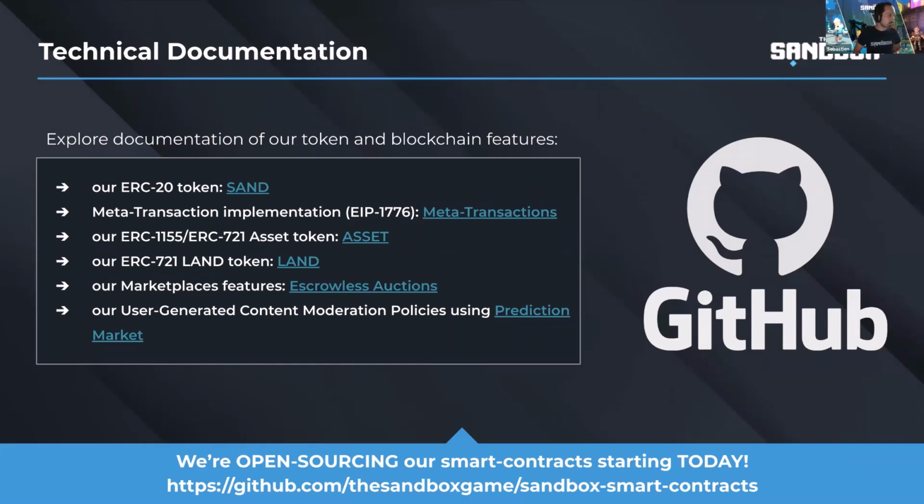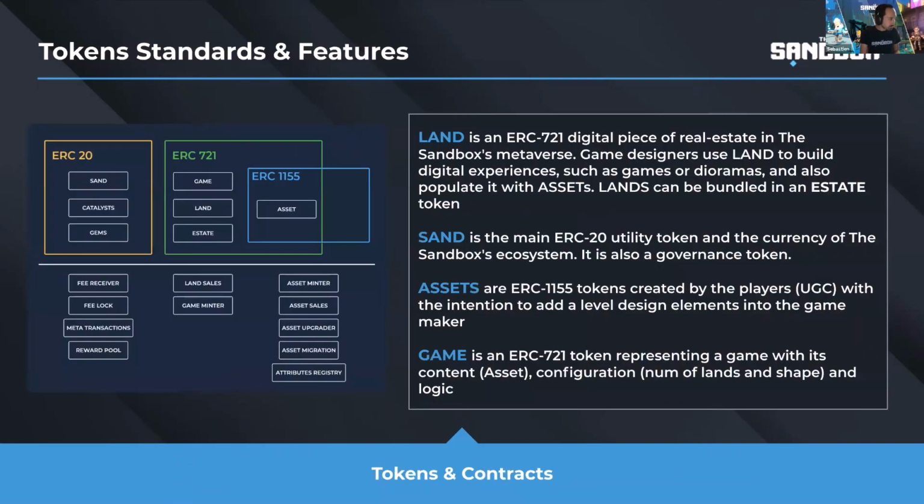The asset contract, which is a dual ERC 1155, ERC 721 token, the land token, which is ERC 721, some of our marketplace features, and some research we've done into curating content to prevent people from uploading copycats or content that infringes the rights of users or creators.